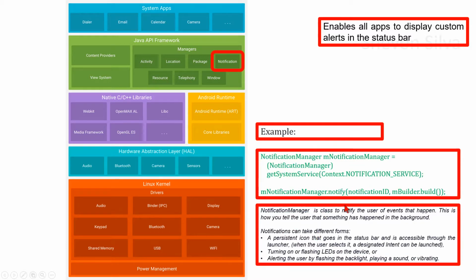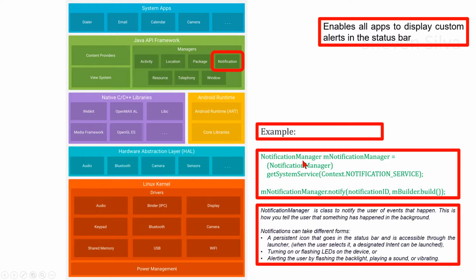This is example code here. We can consider notification manager here. This is a notify method also, and notification manager is the class to notify the user of events that happen. This is how you tell the user that something has happened in the background. Notifications can take different forms. A persistent icon that goes in the status bar and is accessible through the launcher when the user selects it.